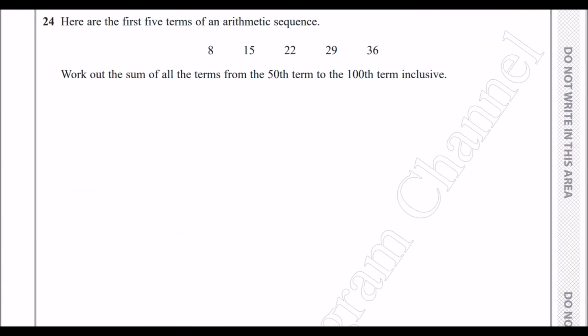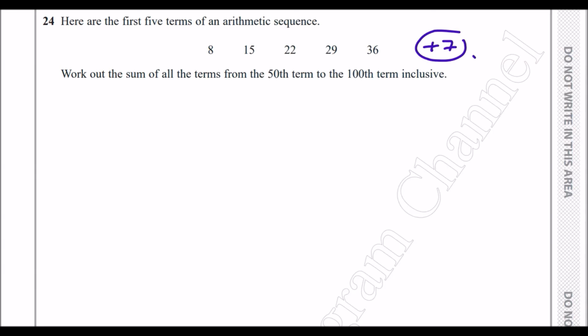Oh, thank God, something that looks normal. Now 24. Here are the first 5 terms of an arithmetic sequence. Okay, so we can see we've got an arithmetic sequence and it's going up in 7. Great. Work out the sum of all the terms from the 50th to the 100th term inclusive.